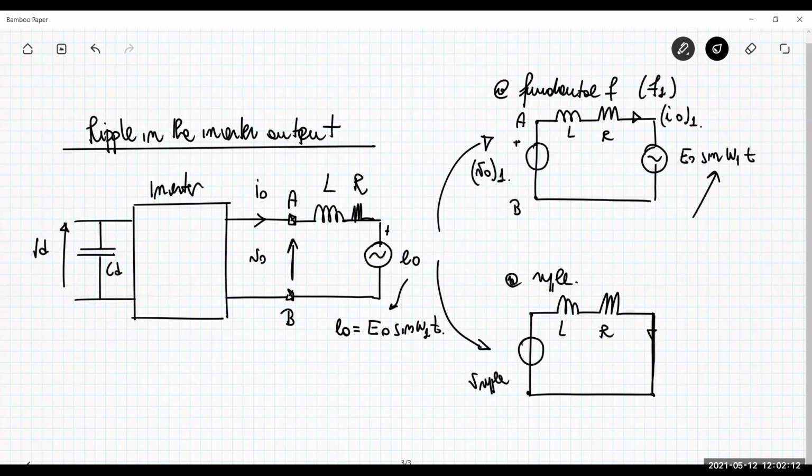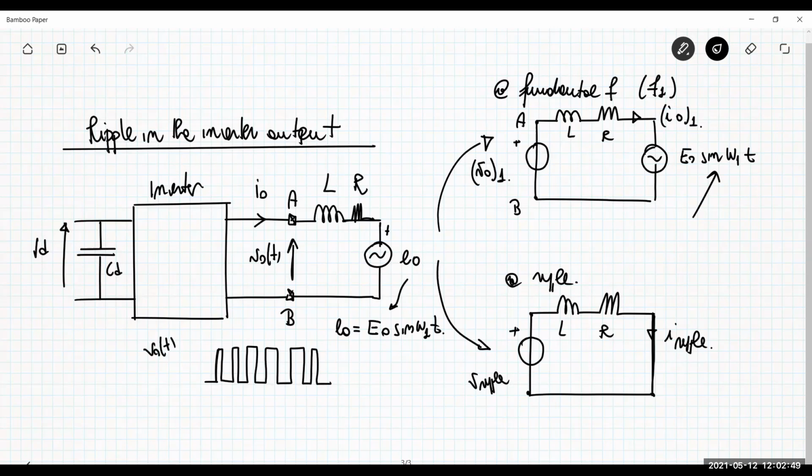The current flowing in this circuit is the ripple of the current. It contains no more fundamental component. Like the V ripple here does not include any component at frequency F1. Okay, so for example, V0 instantaneous value is a voltage that can be something like this, a sine wave modulated like this. Okay, this is V0.